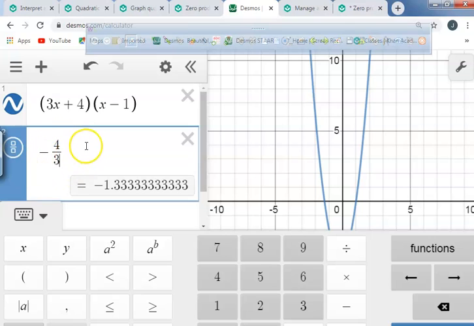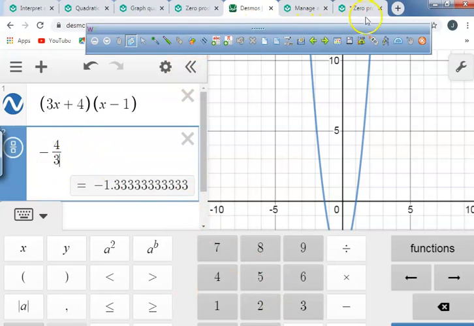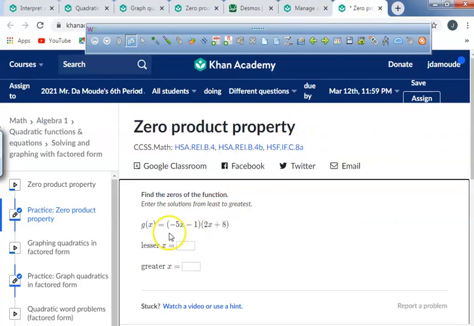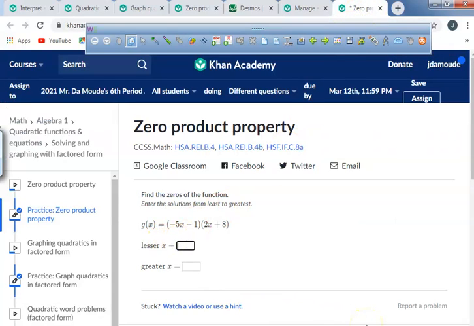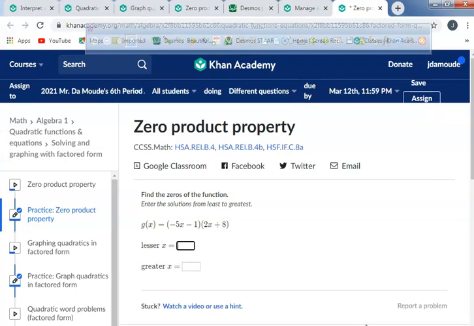All right? So I'm going to go back over to the Khan Academy right here. What was our lesser? What was the least one over there? What did we say it was equal to? I believe it was negative 4. And then our greater was, I believe, negative 1 divided by 5 is what we had.